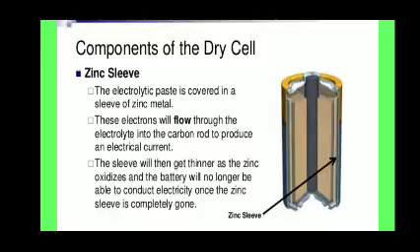The electrolytic paste, that is manganese dioxide and ammonium chloride, is surrounded by zinc metal. These electrons will flow through the electrolyte into the carbon rod to produce an electrical current.